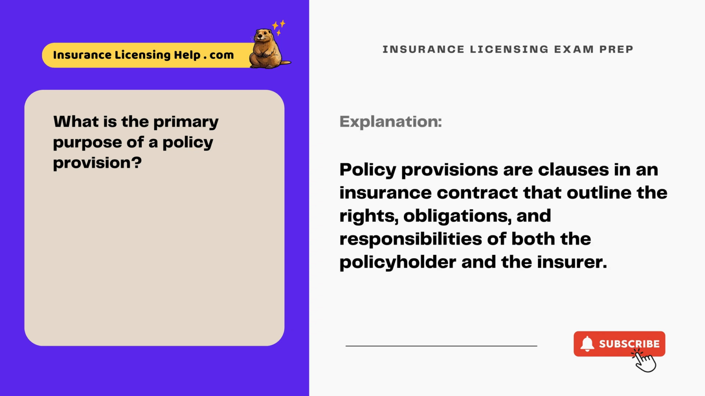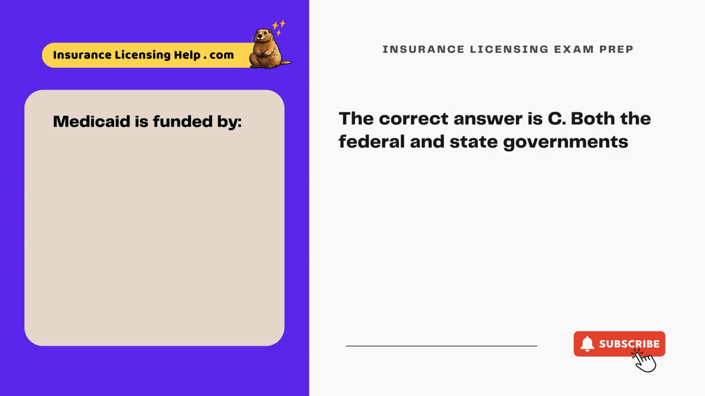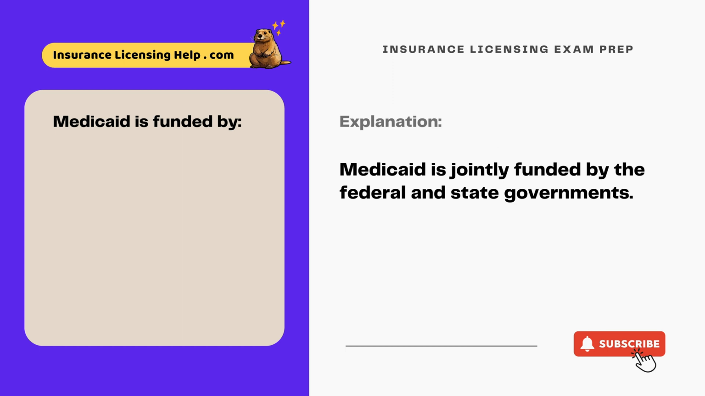Policy provisions are clauses in an insurance contract that outline the rights, obligations, and responsibilities of both the policyholder and the insurer. Medicaid is funded by A. Only the federal government. B. Only state governments. C. Both the federal and state governments. D. Private insurance companies. The correct answer is C. Both the federal and state governments. Medicaid is jointly funded by the federal and state governments.